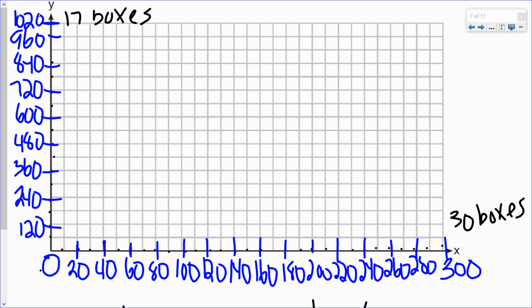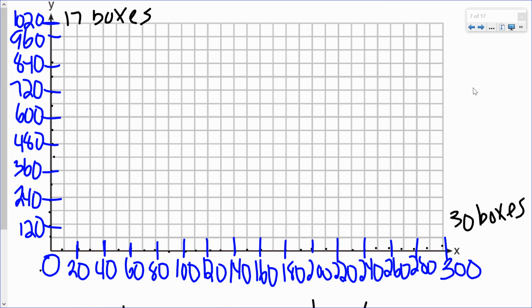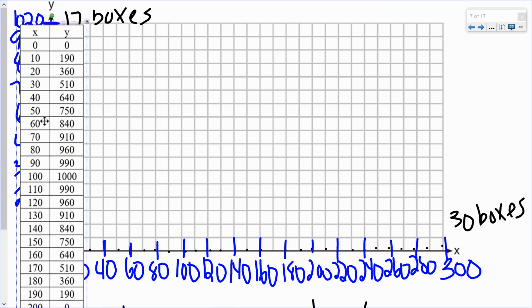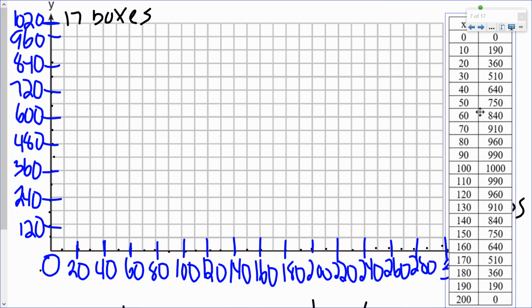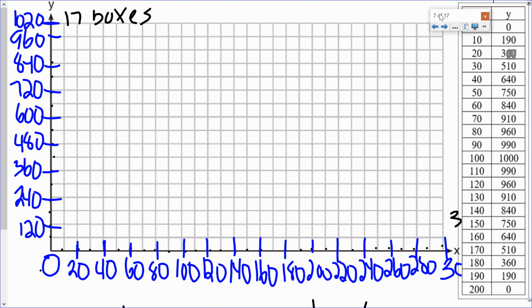All right, let's get my table. Now, there's a lot of points in this table. You don't have to plot every single point. We can plot our key points. Well, I don't want to say just plot our key points. We want to make sure we plot our key points. But you don't have to plot every single point.